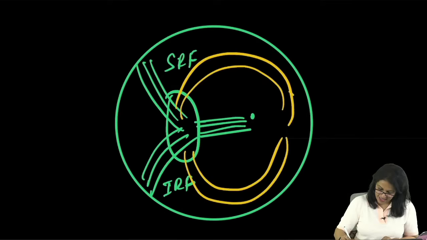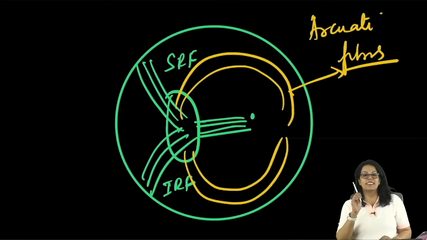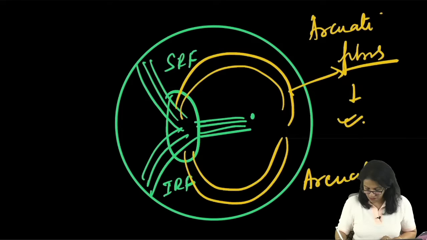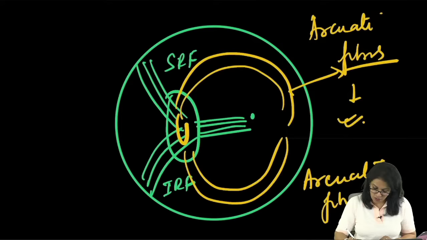And first damage occurs in arcuate fibers, and therefore, as I just talked about Bjerrum's area, the first scotoma will occur in Bjerrum's area. So please remember that first damage is always in arcuate fibers, right? And this is also one of the reasons why the cupping in glaucoma is first vertically oval, because the arcuate fibers are entering from above and below.